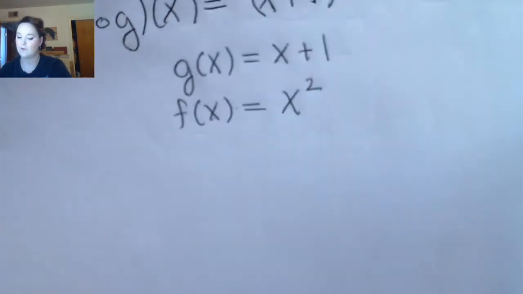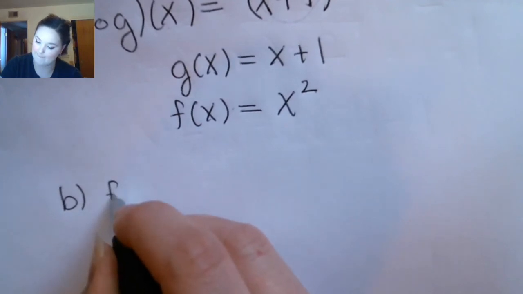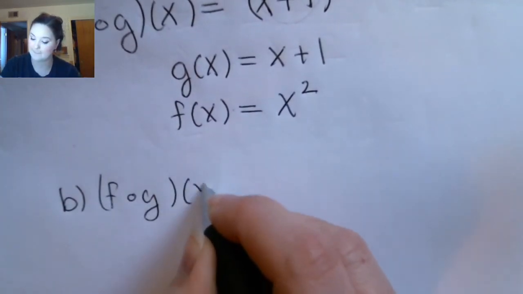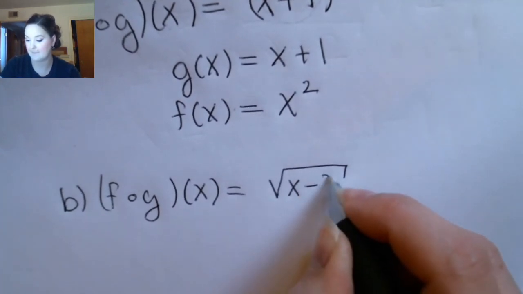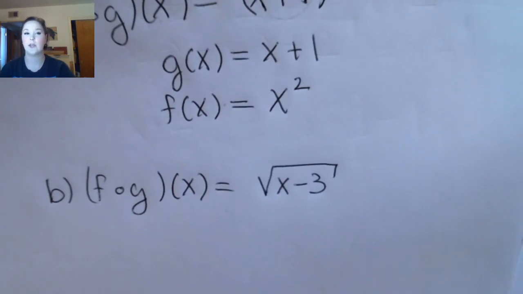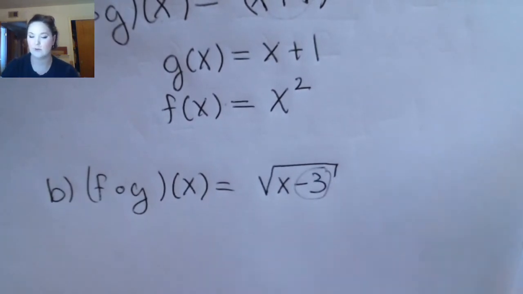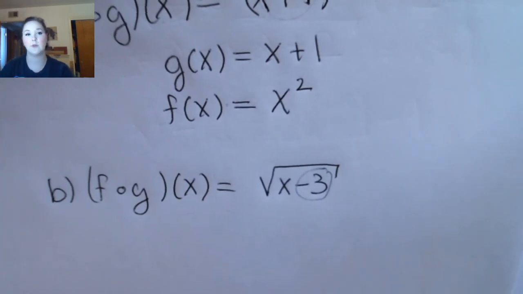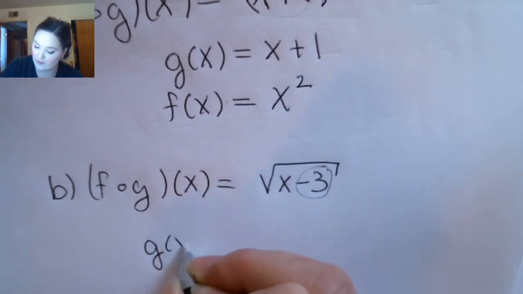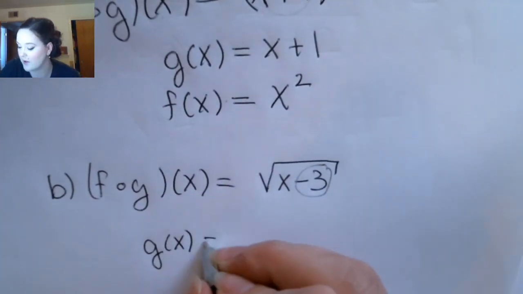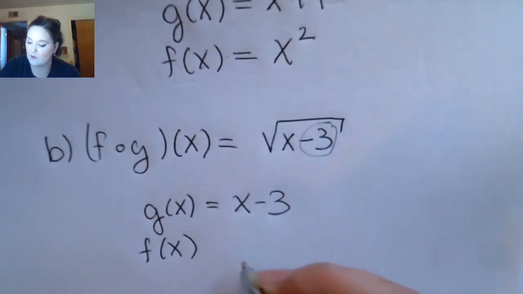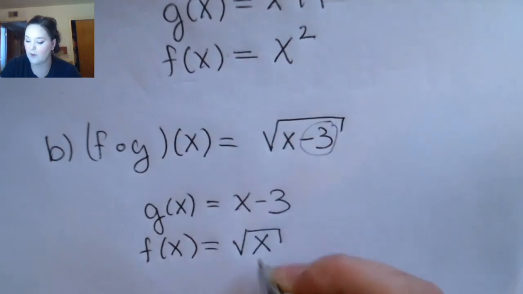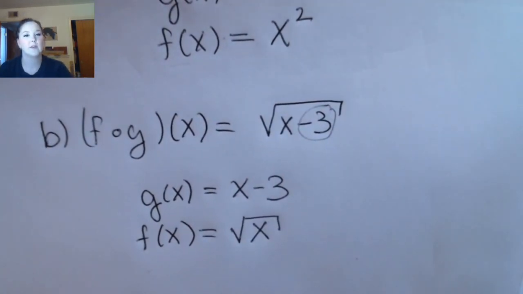All right, let's look at another one of these. Again, we have two operations. We have -3 as one operation, and then square root is the other operation. So g is the one that goes first, so that would be the -3 operation, x minus 3. And then the second operation is the square root, so f must be the square root function.